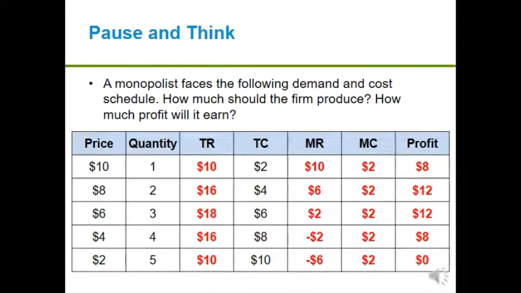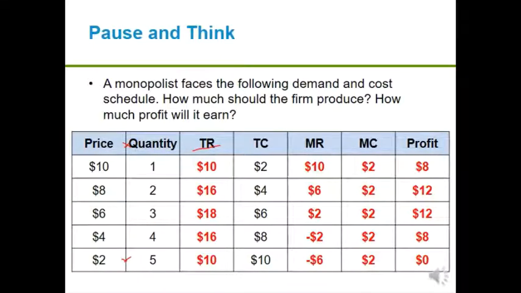Welcome back. We want to know how much the monopolist is going to produce and how much profit it's going to earn in the case of this demand schedule. And the way we got there was first by calculating total revenue, which is just price times quantity. So for example, when we're producing one at a price of $10, our total revenue is $10. When we're producing 5 at a price of $2, our total revenue is $10.